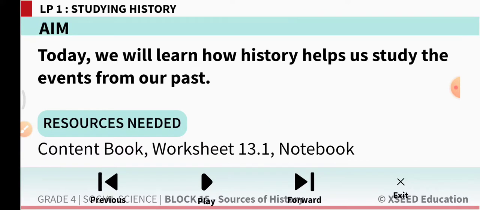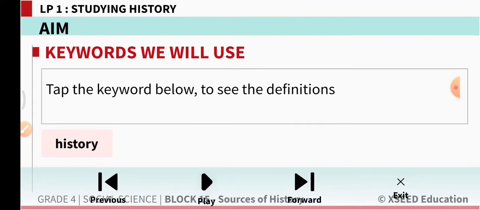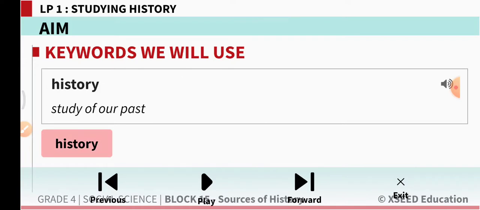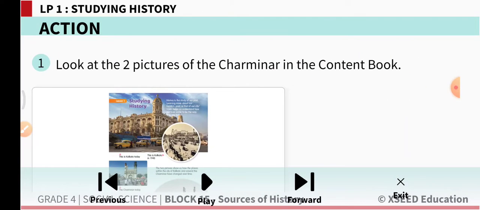History helps us study the events from the past. Key: history, study of our past. What is history? It is the study of our past.